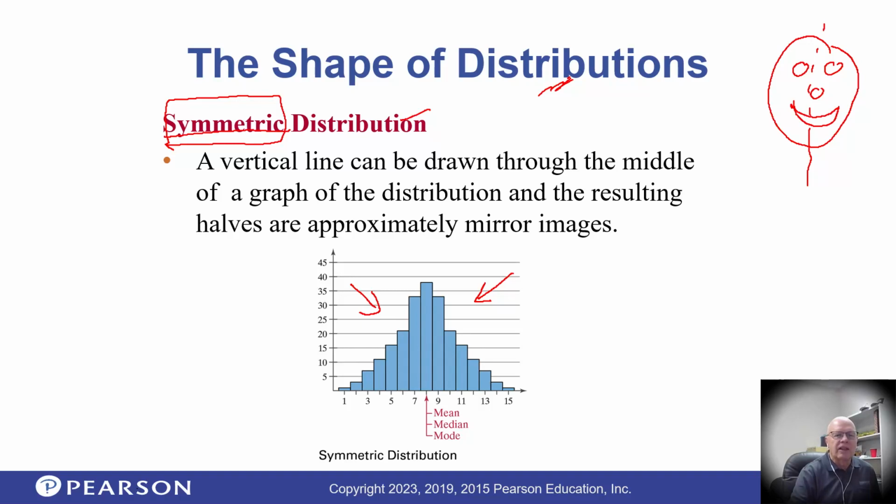In other words, if you cut this right down the middle and folded one on the other, it'd be a perfect match. You could glue the two together and have nothing overlapping.